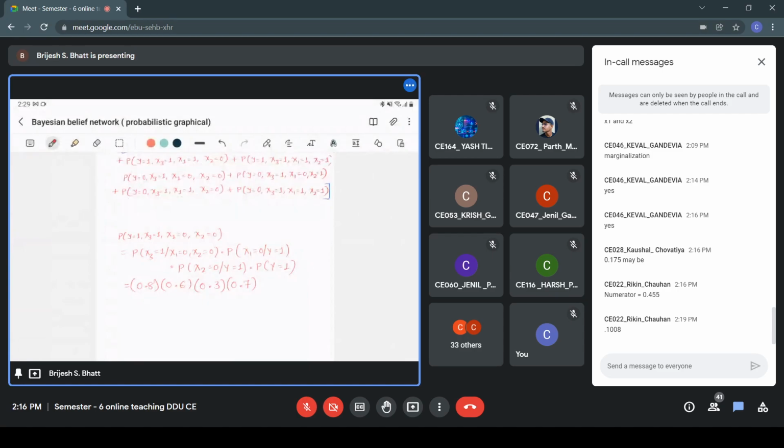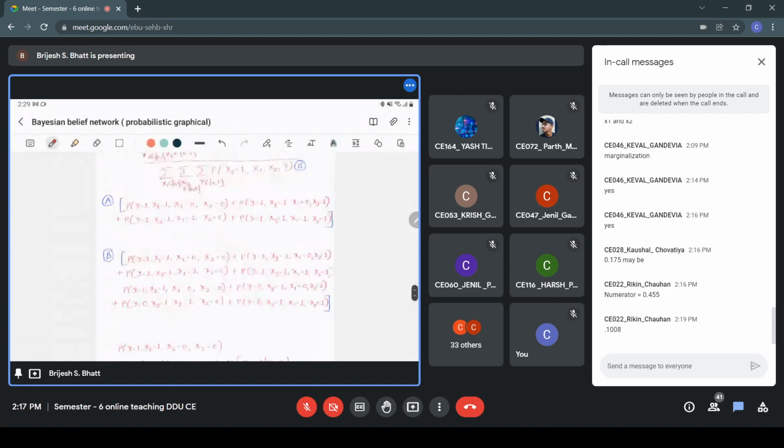Point 1. Okay, 0.1008. So I have found out this value as 0.1008. Can you help me writing all other values? What will be the second value? The value here?